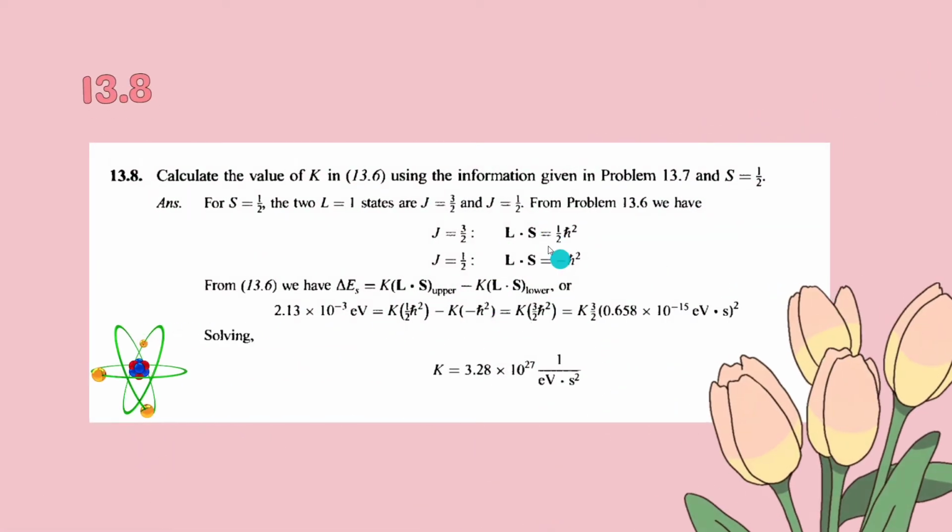When we got this, we just use this formula, E equal to K times L dot S for the upper, and minus K for when S is lower. So this is the upper and this is the lower. We just substitute the values over here. When we solve this question, we got K equal to 3.28 times 10 power 27.